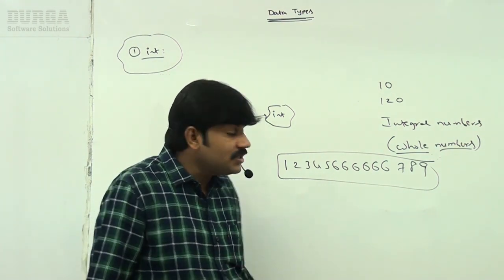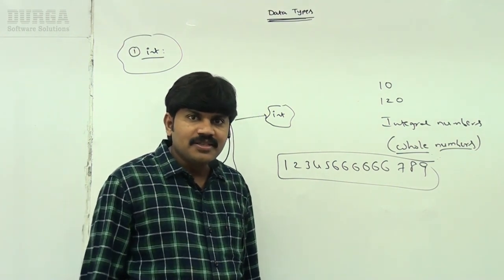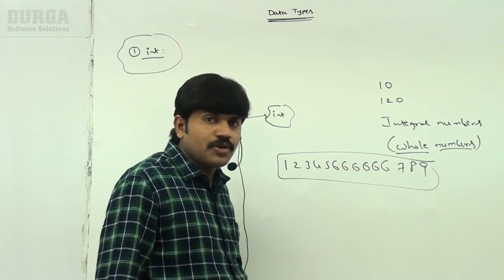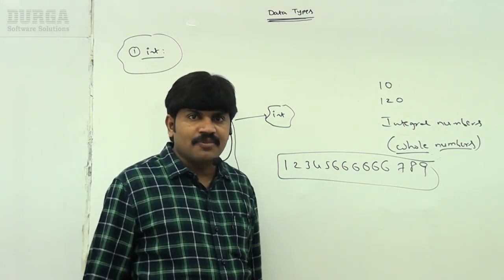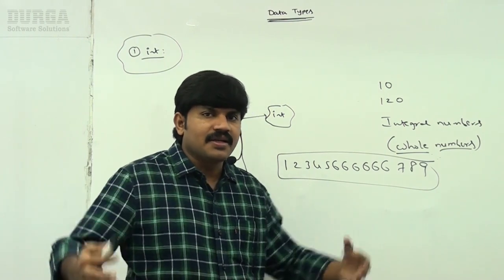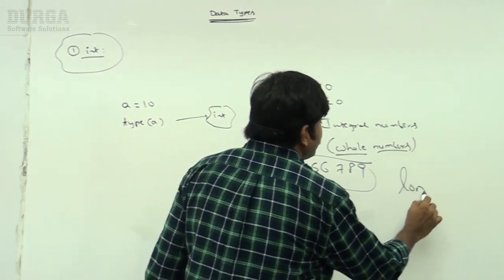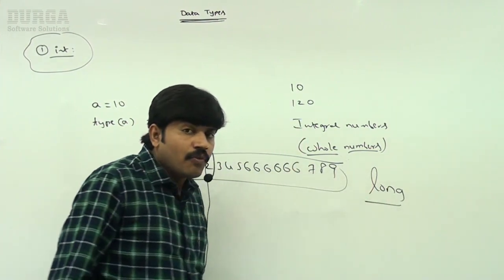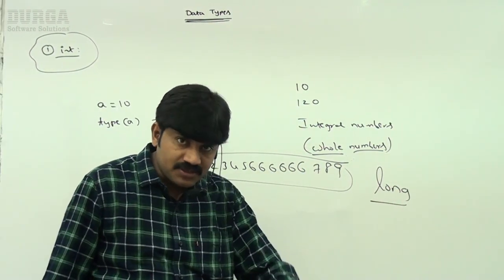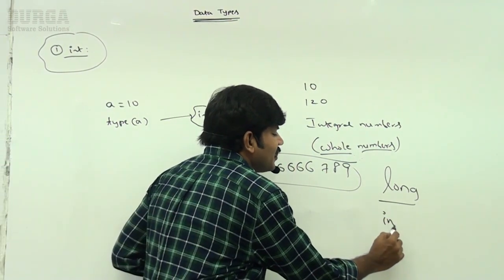So is it a small number or a long number? Long number, sir, there are multiple digits. It's a bigger number. So to represent very long integral values, we have the long data type. Remember this: long integral values, long type; small integral values, int type.